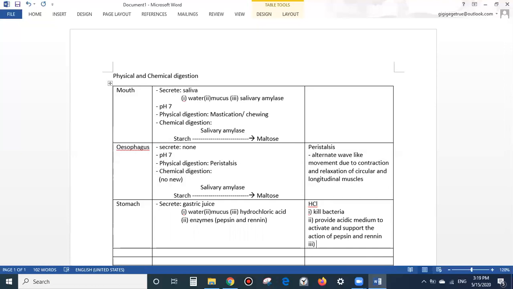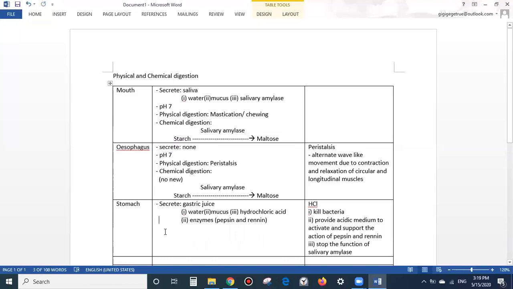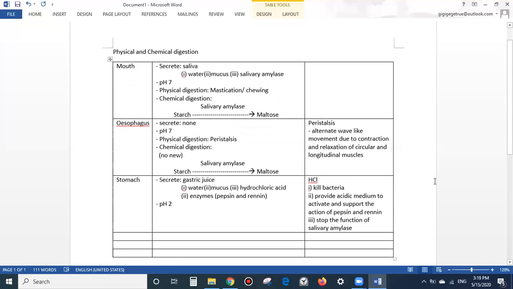hydrochloric acid is acidic. So in that case, it will stop the function of salivary amylase. Because salivary amylase works best at pH 7, the presence of HCl would cause the pH to change to pH 2. So in that case, salivary amylase doesn't work anymore. So HCl actually stopped the function of salivary amylase. Okay? What's the renin? I'll be telling you later.